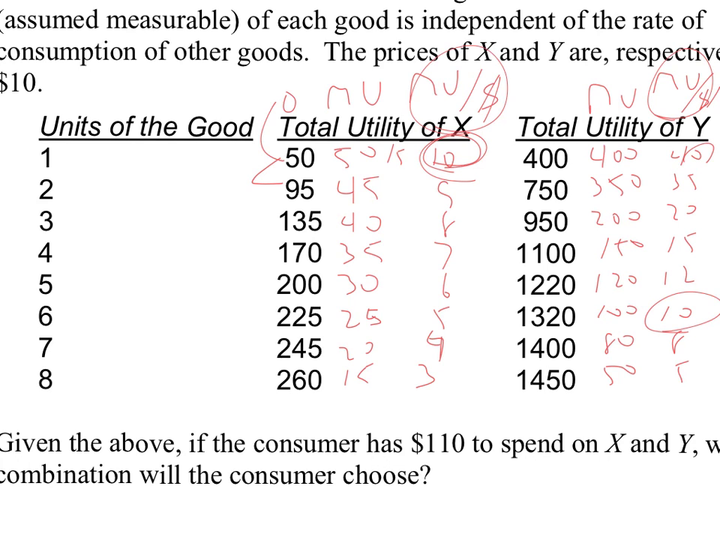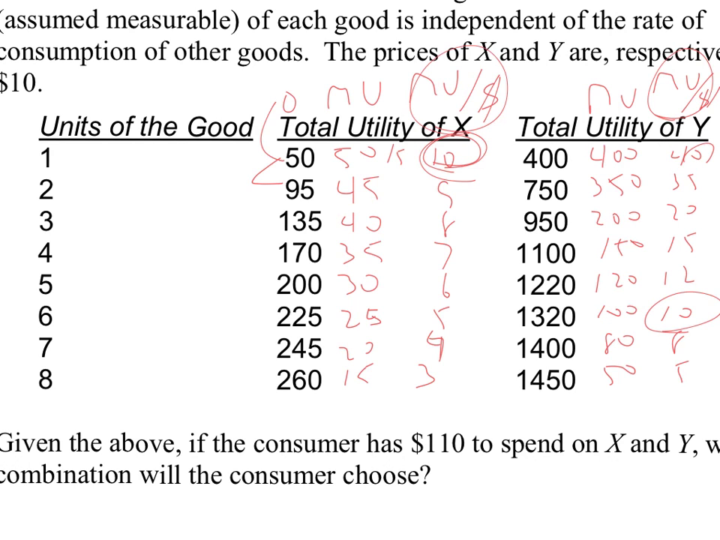You might say, well, that's the solution. No, it's not. Remember the last part of our rule. We have to spend all of our income. With 1X and 6Y, we're only up to $65. We haven't spent our entire budget of $110. So that's not the solution.